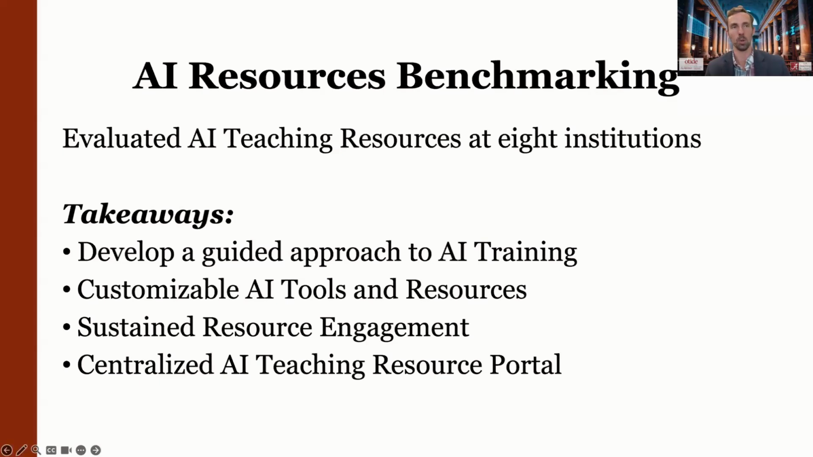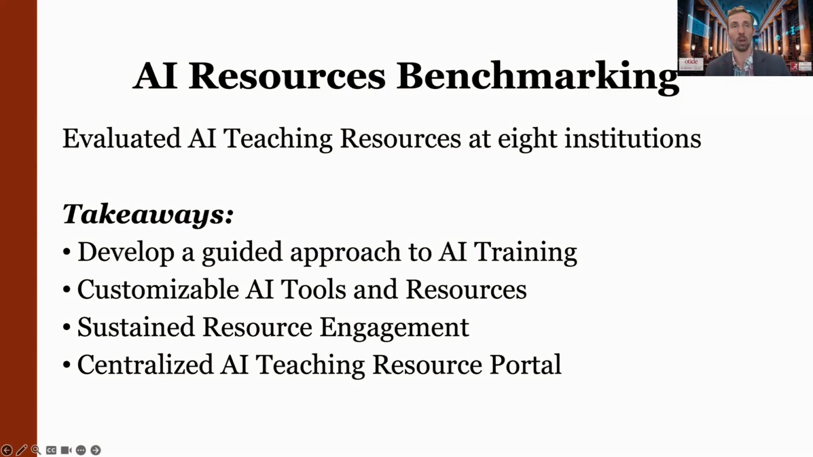people have opportunities to jump in and access tools that are going to be useful and not necessarily start with an entire course where some of the information might be redundant to what they already know or skills they already have. Sustainable resource engagement: something that we can build on, something that we can continue to create throughout time. And then a centralized AI teaching resource portal.